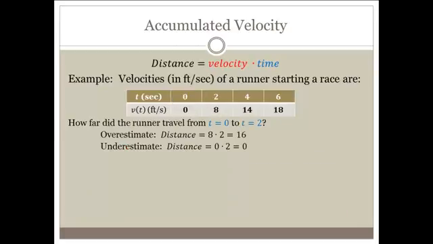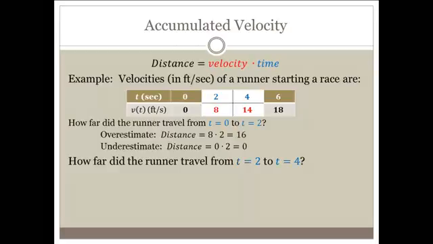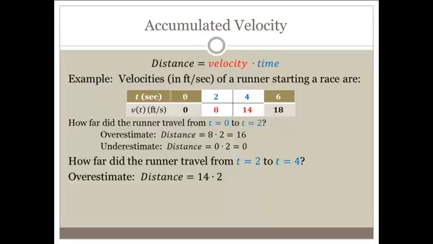Let's put this information aside and figure out how far the runner traveled in the next 2 seconds, that is from t equals 2 to t equals 4. Again, over this time interval, the runner is not traveling at a constant velocity. But again, we can get an overestimate and an underestimate.